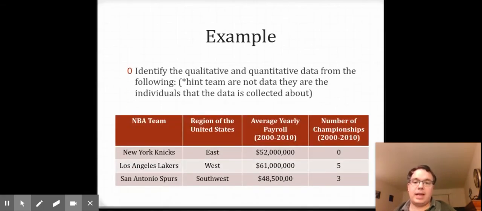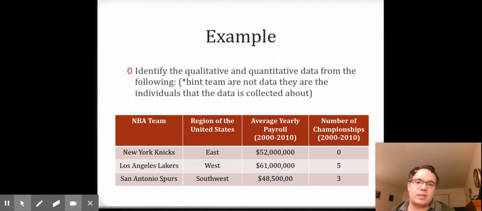So the only example I have for you, we're just going to identify the qualitative, quantitative data from the following. So your NBA team, the region of the United States, average yearly payroll, and number of championships. So your NBA team, the hint is just the individual who your data is collected by. So like if you have a name, that really wouldn't be data unless you were trying to find something with the name, which since each team has a unique name, here it would not be data.